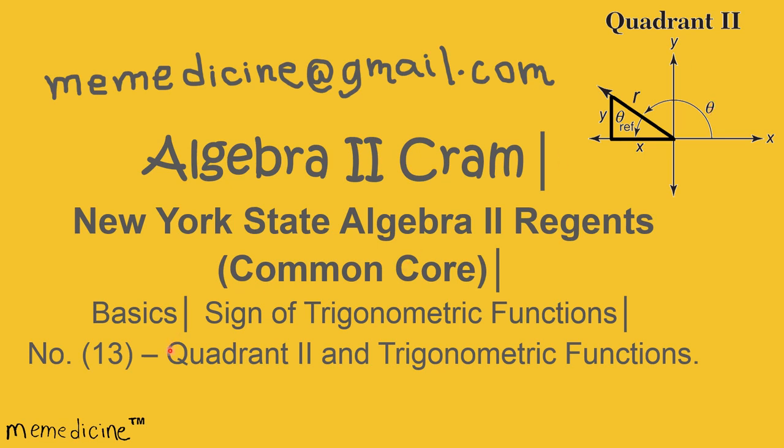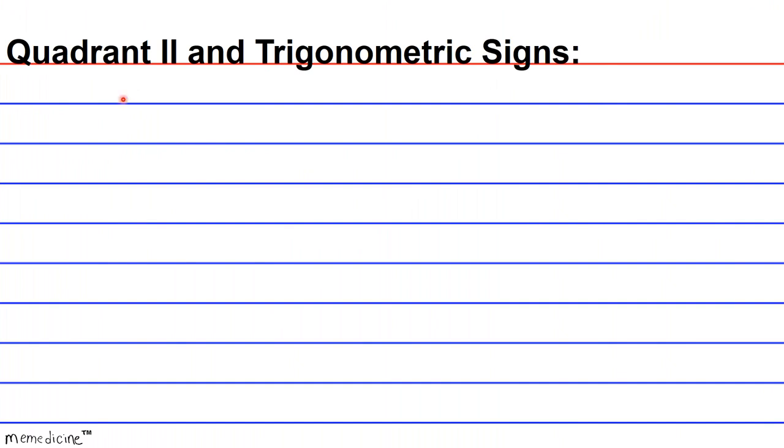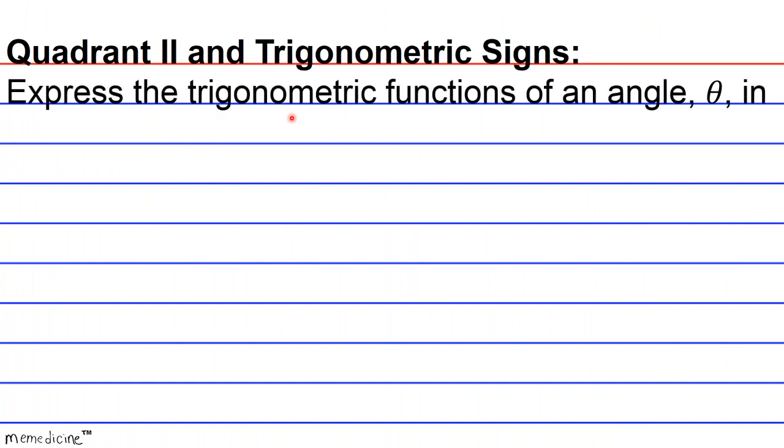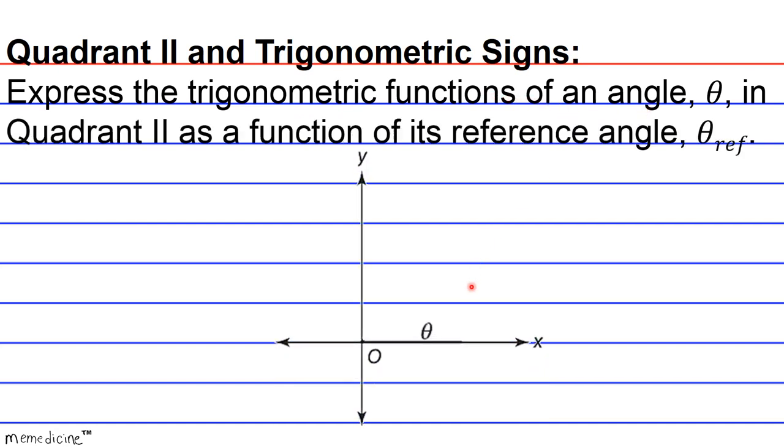So let's delve into concept number 13, Quadrant 2 and Trigonometric Functions. Quadrant 2 and Trigonometric Signs. Express the trigonometric functions of an angle theta in quadrant 2 as a function of its reference angle, theta sub ref.